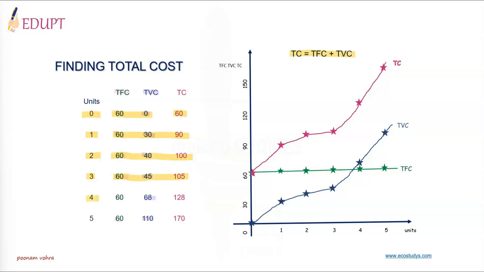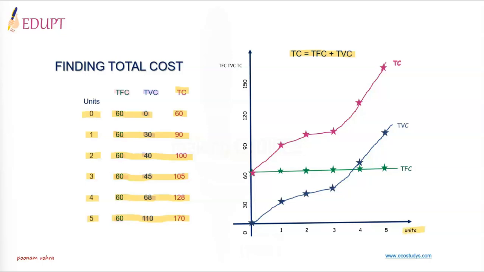When 4 units are produced, total fixed cost plus total variable cost are 60 and 68 respectively, hence total cost is 128. When 5 units are produced, 60 plus 110, total cost is 170. This can be shown diagrammatically.